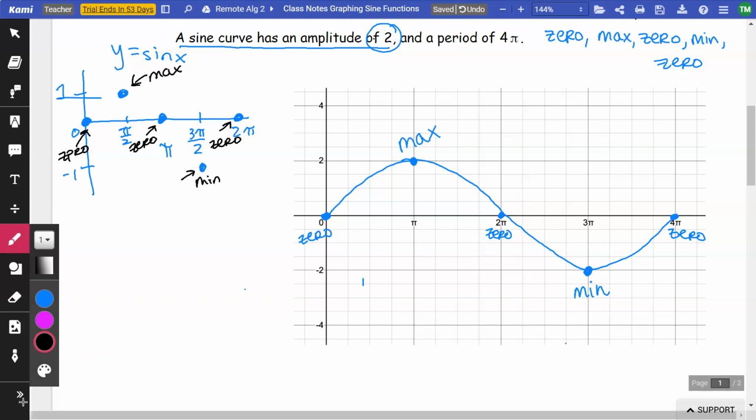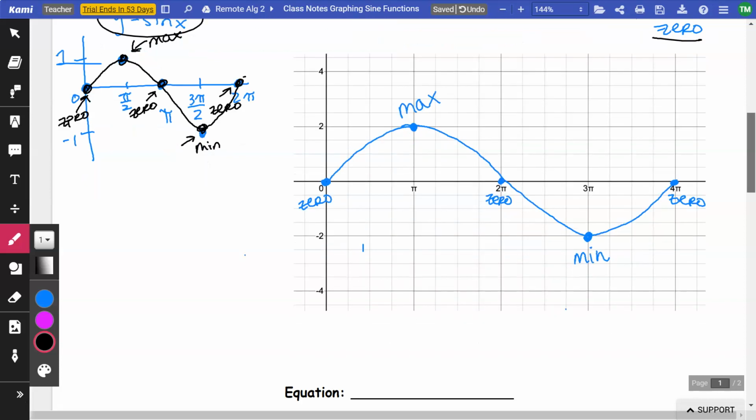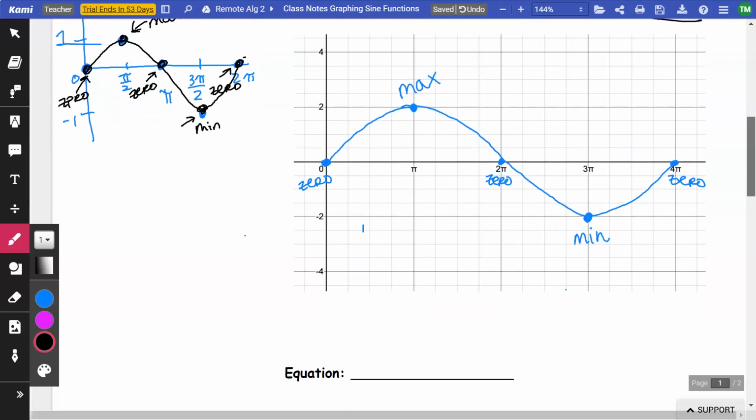Here's your minimum. So your sine curve has a 0, a max, a 0, a minimum, and then a 0. 0, max, 0, min, 0. So whenever we graph these other variations of that same sine curve, remember this is your parent function, you're always going to have a 0, a max, a 0, a min, and a 0. Now if it's reflected, you're going to have a 0, min, 0, max, 0. So there we go. Now we need to write the equation of this graph, of this sine curve.